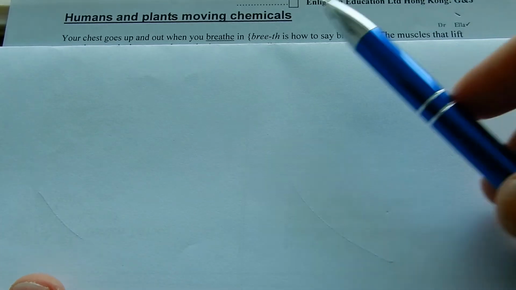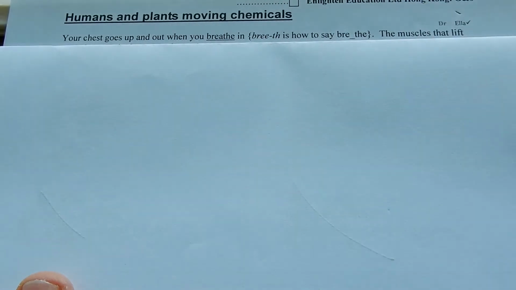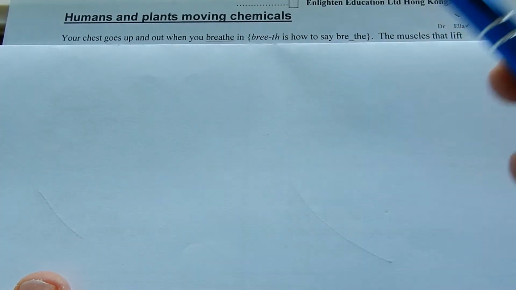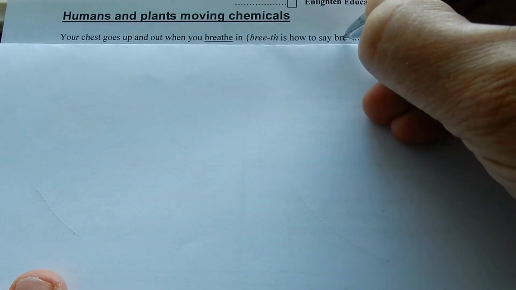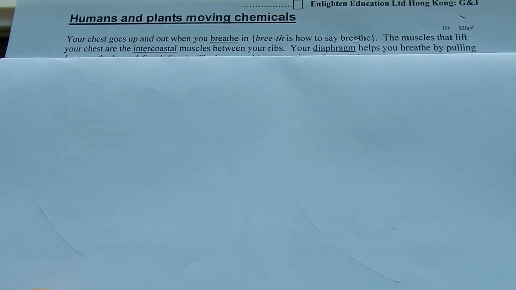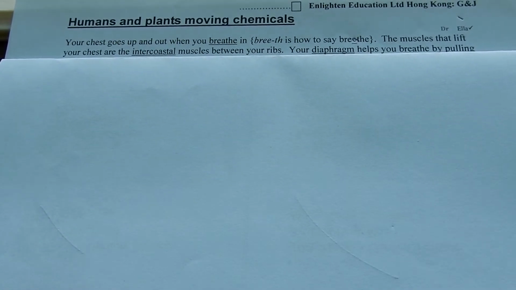Humans and plants, moving chemicals. Your chest goes up and out when you breathe in. Breathe is how to say breathe. The muscles that lift your chest are the intercostal muscles between your ribs.